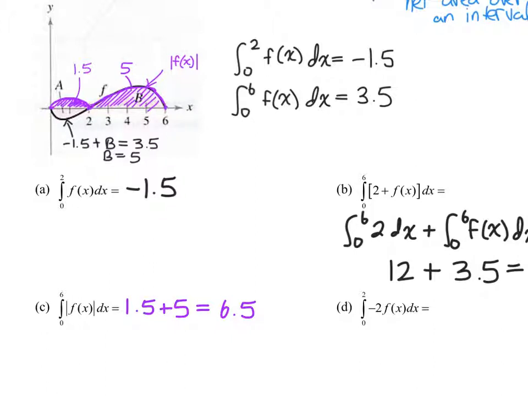For D, that's probably the easiest one now because it's a constant multiple. If we just skip all the writing step and jump right to the final answer, we're looking at -2 multiplied by our answer to part A, and it's going to give us a 3.